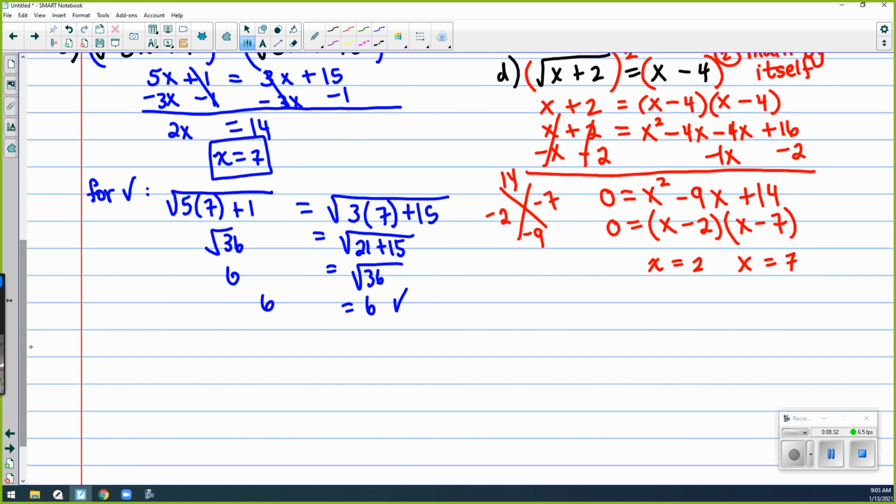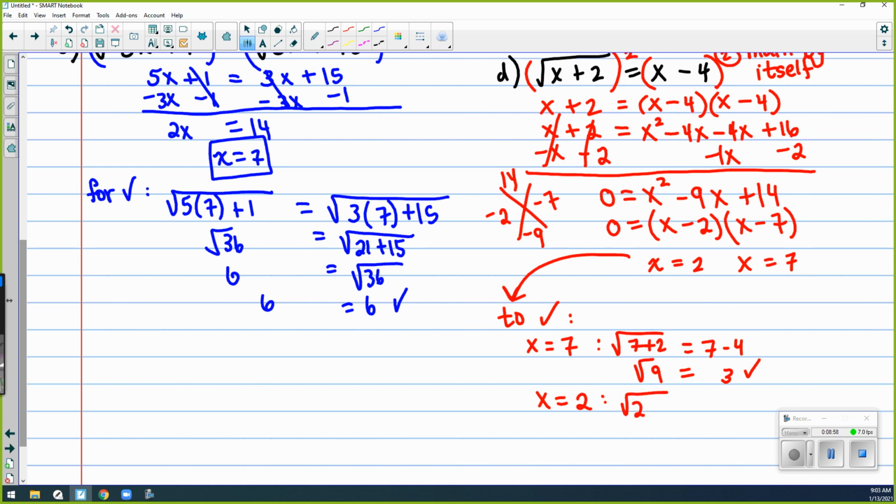So here we go then. To check, let's check x equals 7. That would give me the square root of 7 plus 2 is equal to 7 minus 4. 3 is equal to the square root of 9. Yep, that checks out. And then let's check x equals 2.